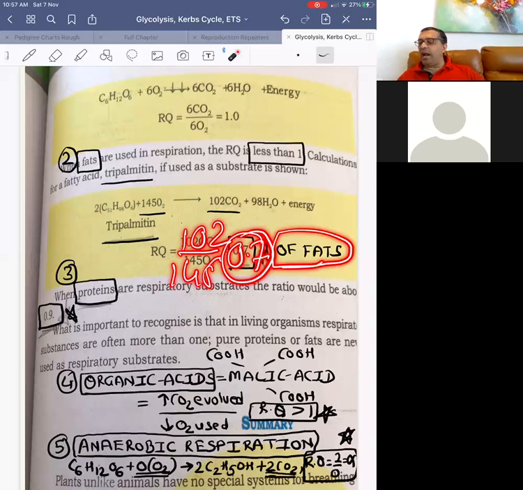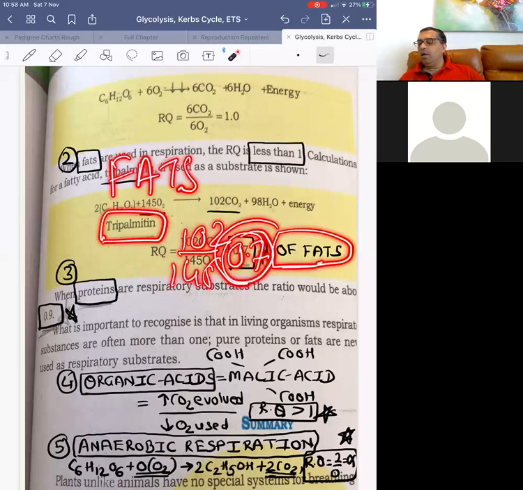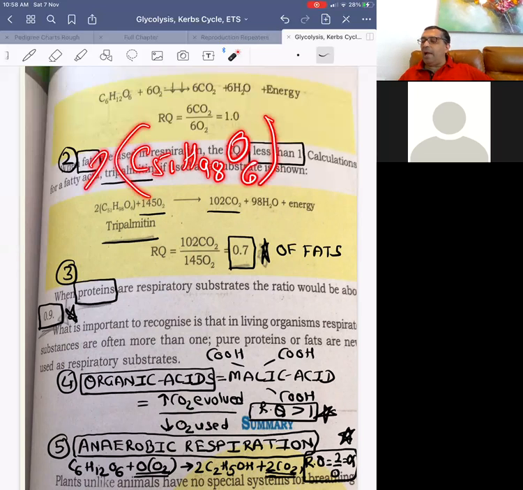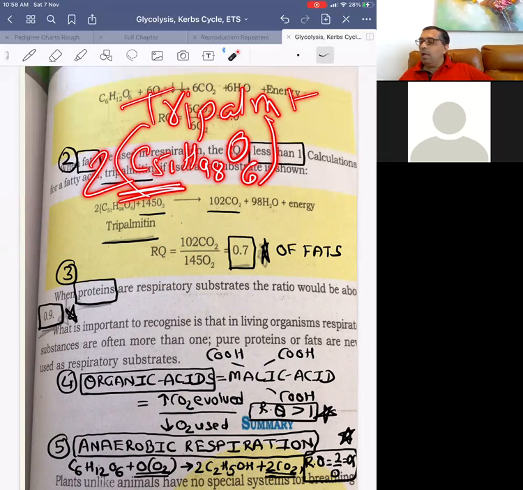So how much is the RQ of tripalmitine? Tripalmitine's RQ, in other words fats' RQ, is 0.7. Why did this happen? Because inside fats, look, it was C51, H98, O6. When tripalmitine breaks down, check this. How much is the amount of carbon in it? 51. But oxygen content is only O6.